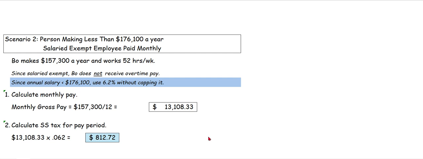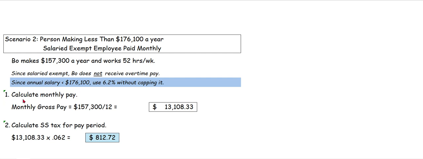Scenario 2, person making less than $176,100 a year. They are salaried exempt, paid monthly. Bo makes $157,300 a year and works 52 hours a week. Since salaried exempt, Bo does not receive overtime pay. Since annual salary is less than $176,100 a year, we're going to use 6.2% without capping it.